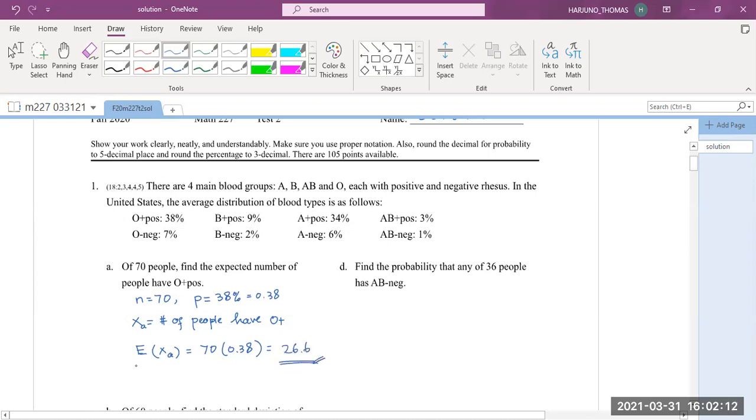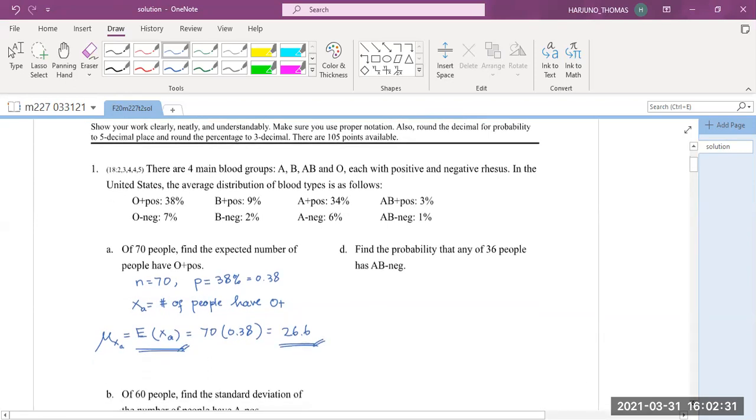Now make sure you write the notation also though, okay? Either expectation of X subscript A or mu sub X_A, like that. If you define your random variable as X subscript A, or you can just call that X also, I don't mind.